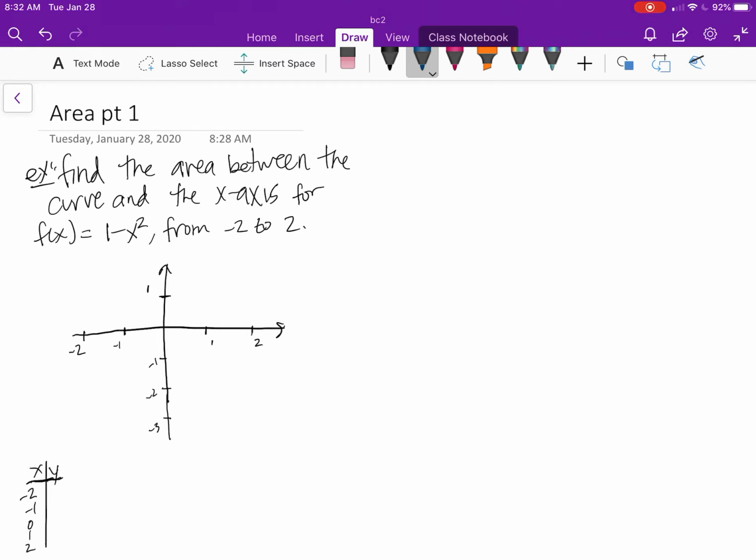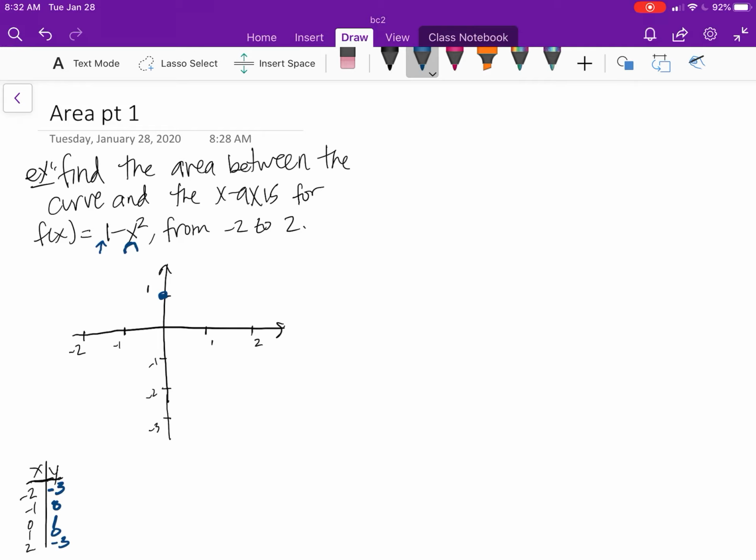If I plug in 0, I'd get 1. Negative 1, I'd get 0. 1, I'd also get 0. 2, I'd get negative 3, and negative 2, I would get the same. There is symmetry here. It is a negative x squared. We know that's a parabola because it's negative, it opens down. From college algebra, you should know that this 1 actually moves it up 1.